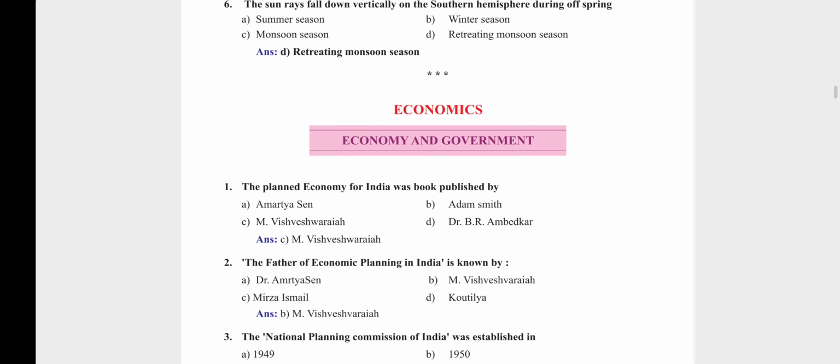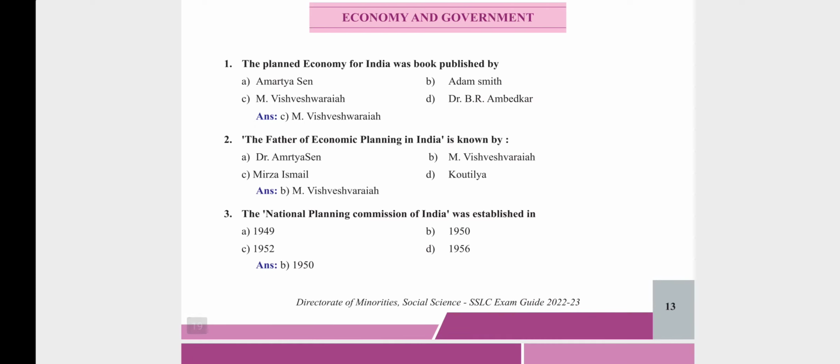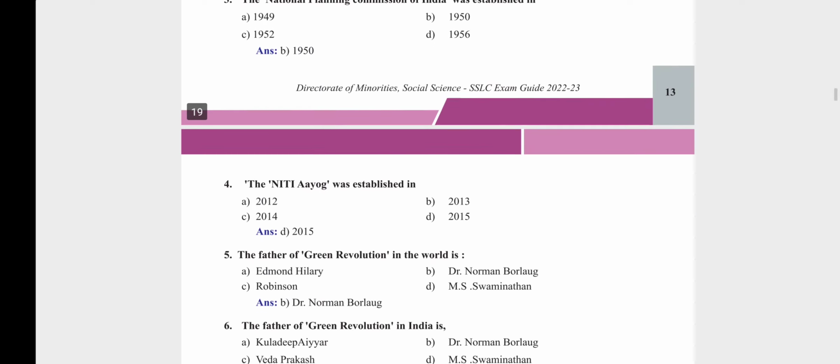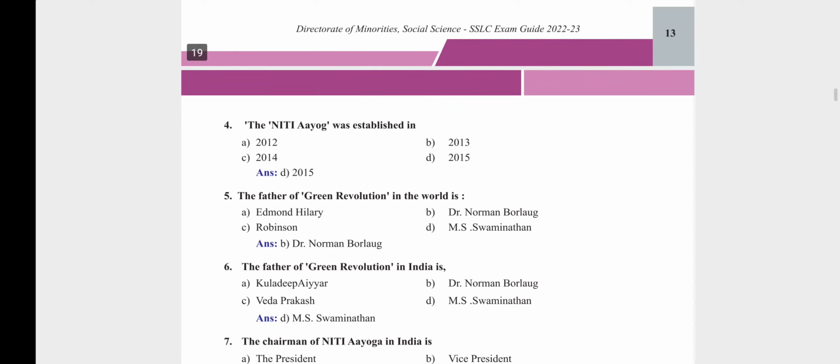Economics, Economy and Government chapter. The book Planned Economy for India was published by M. Vishweshwaraya. The father of economic planning in India is known as Mr. M. Vishweshwaraya. The National Planning Commission of India was established in 1950. Then Niti Aayog was established in 2015.